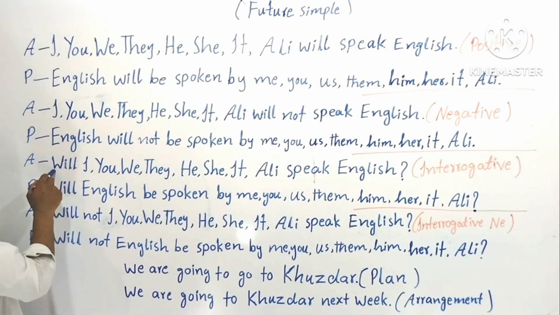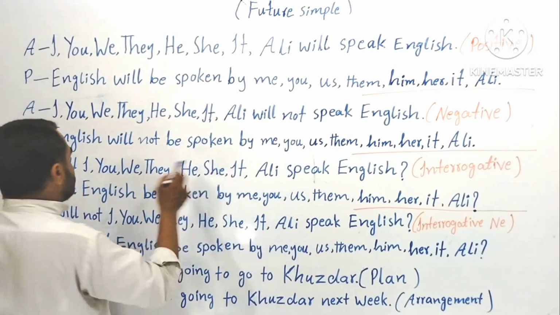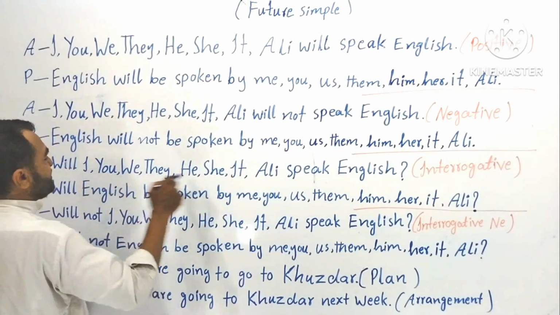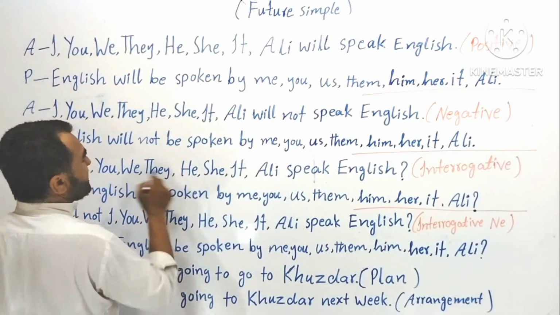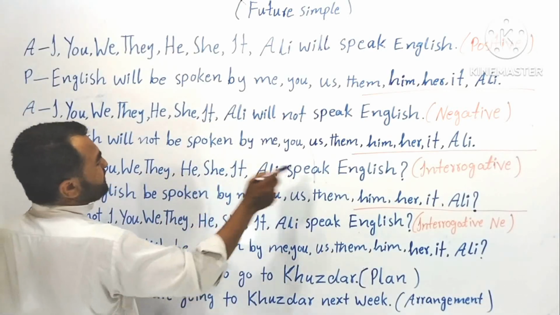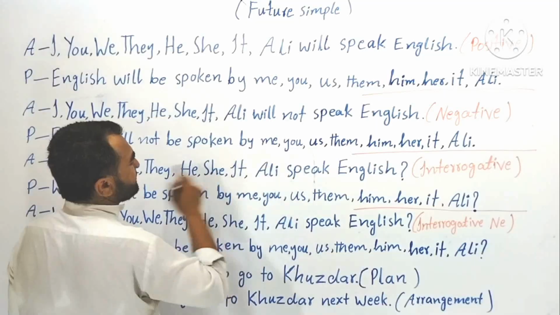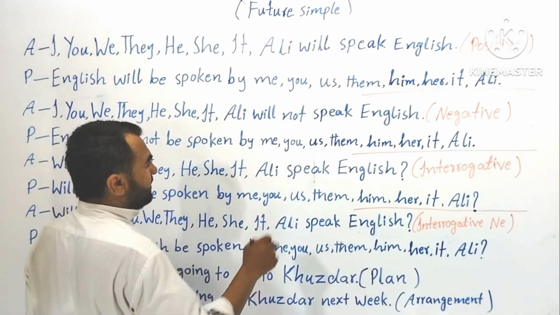Now let's read it first. Future simple active voice interrogative sentence. Will I speak English? Will you speak English? Will we speak English? Will they speak English? Will he speak English? Will she speak English? Will it speak English? Will Ali speak English? Okay, understood?